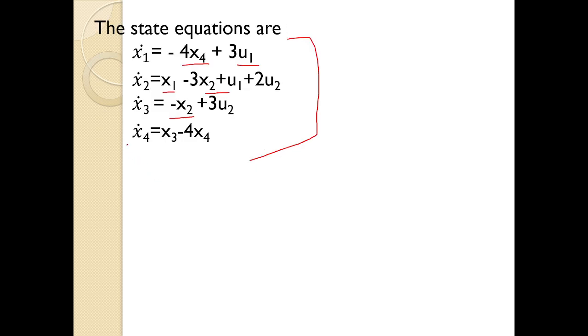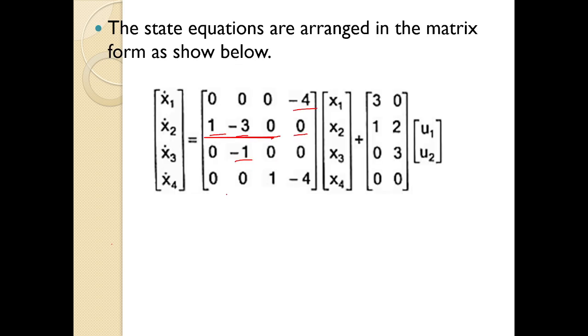Similarly for x4 dot, x1 and x2 are not there. Only x3 with coefficient 1 and x4 with coefficient minus 4 are there. So 0, 0, 1, minus 4. So this is it. Write it down in a matrix, and beside it, write down x1, x2, x3, x4 in another matrix. Plus, what are the coefficients of the inputs here?